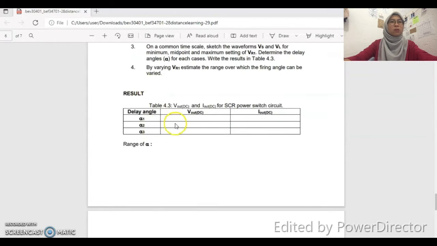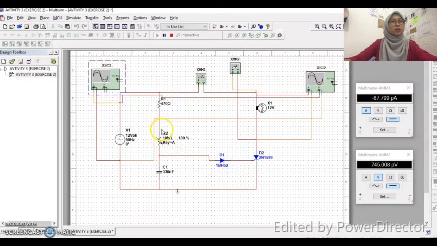So from the table, we need to measure the value of V out and I out DC for three delay angles, which are alpha 1, alpha 2, and alpha 3. Before that, we need to state the values of alpha 1, alpha 2, and alpha 3. For alpha 1, which is minimum, we use 0%, for alpha 2, which is mid value, we use 45%, and for the last one, alpha 3 is maximum, which is 100%. Okay, so move to the circuit simulation.